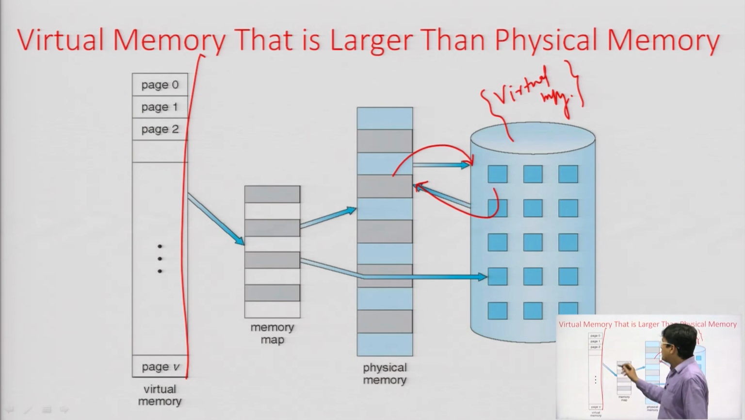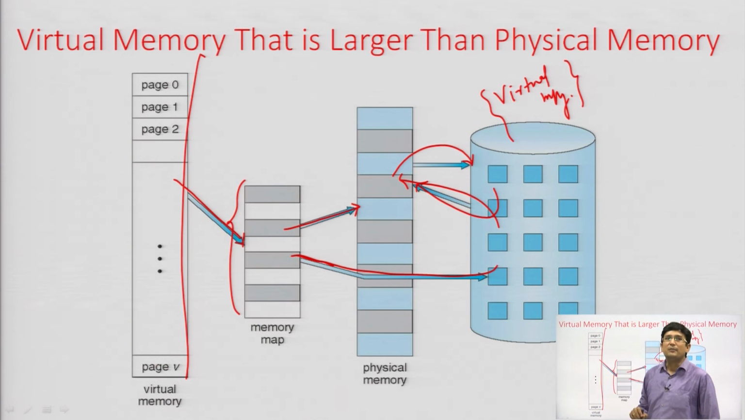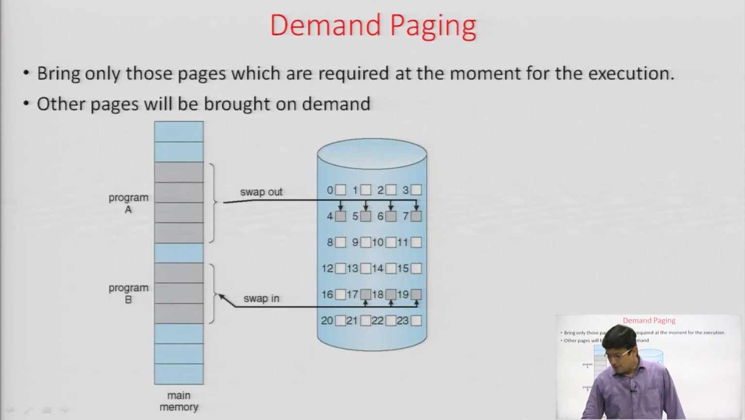When we refer to any page in the main memory, the main memory map is very small for a process. We know the locations of these pages in the main memory. In case a page is not present, then we will bring it from the hard disk to the main memory. So this is the concept of the virtual memory.